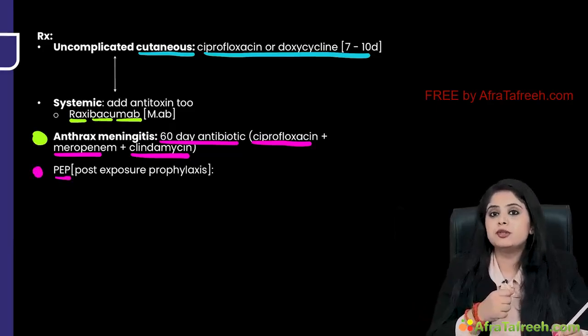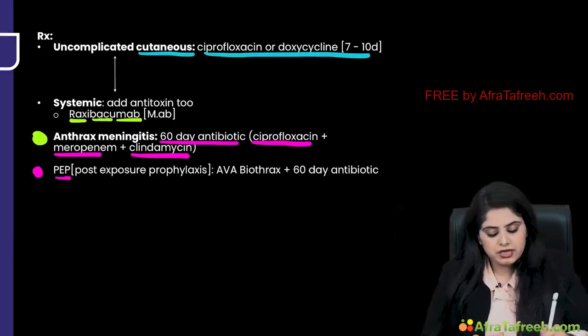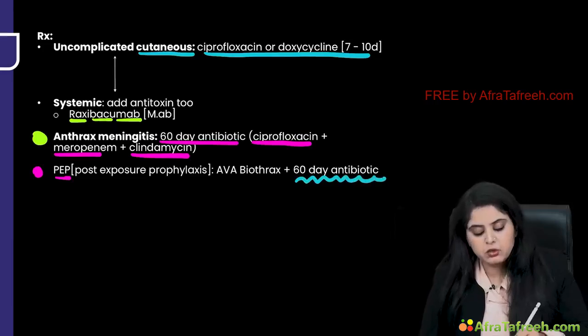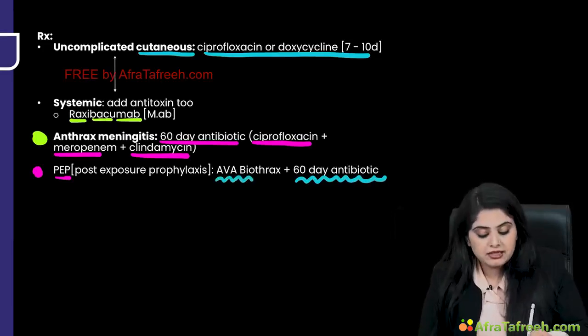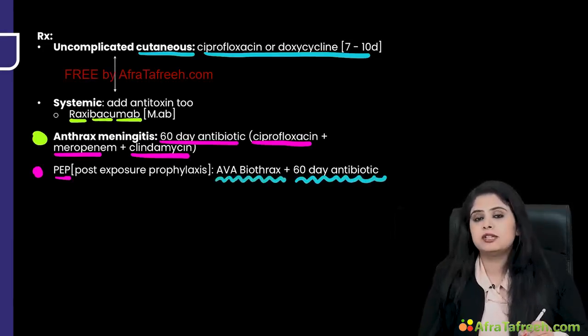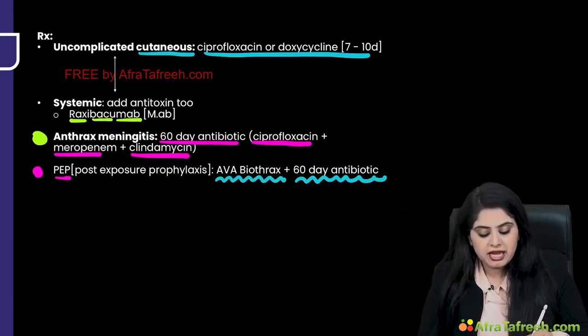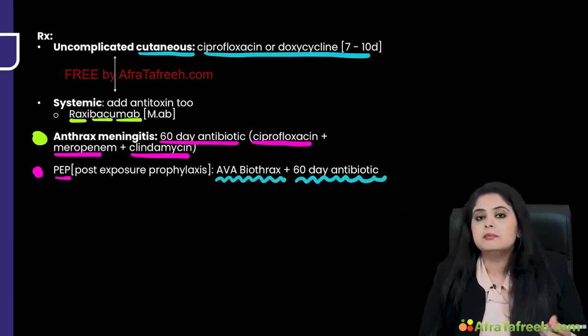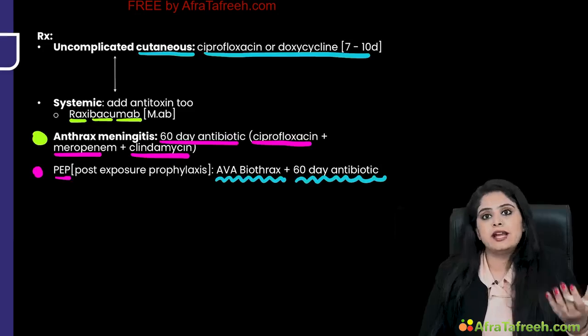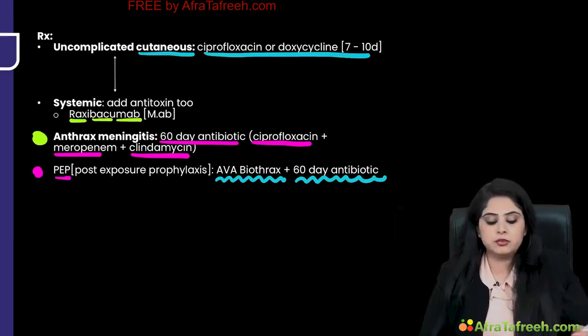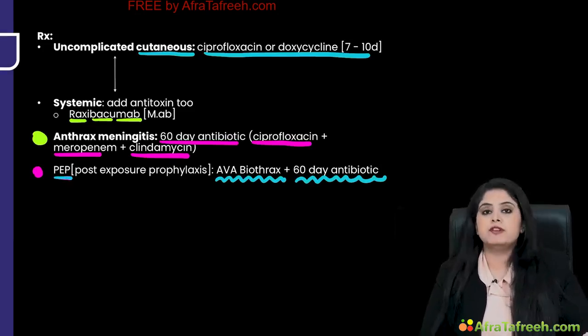Also, post-exposure prophylaxis, coming in contact with some animals, especially vets, professionals, they can come in contact with some animals. What are you going to do? Antibiotic to same rahega. The same 60-day antibiotic will go on. However, you will also add the Biothrax, Ava Biothrax. What is Ava Biothrax? It is Biothrax matlab the vaccine. Bacillus anthrax, Biothrax, anthrax ka vaccine will also be given for post-exposure prophylaxis.